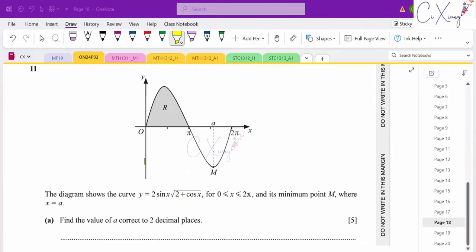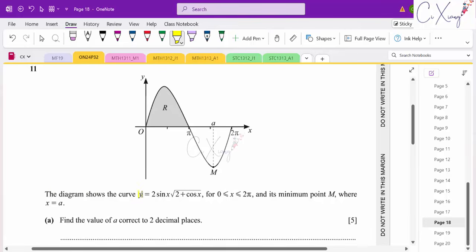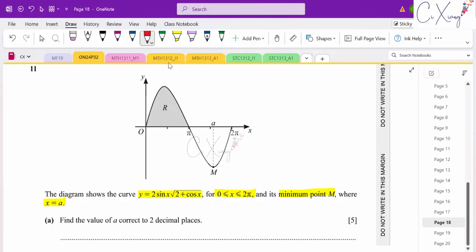Alright, so we are now at the last question for this paper. The diagram shows the curve y equals to this one for 0 until 2 pi, with a minimum point at M, where x equals to a. Alright, so we are having a minimum point here. They want us to find the value of a to 2 decimal places.